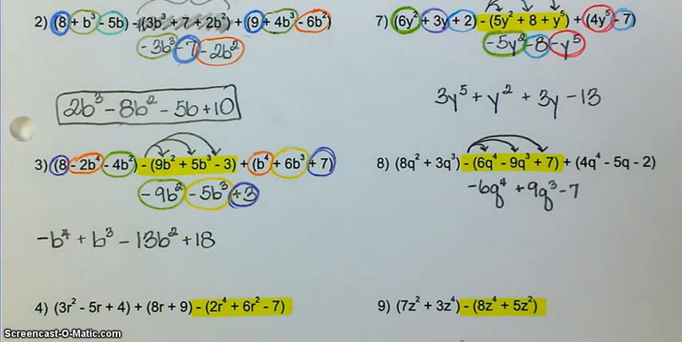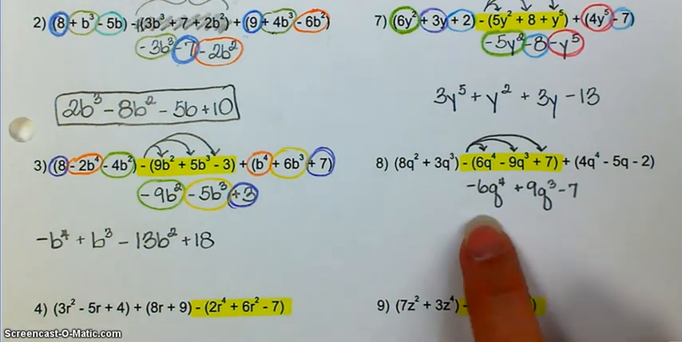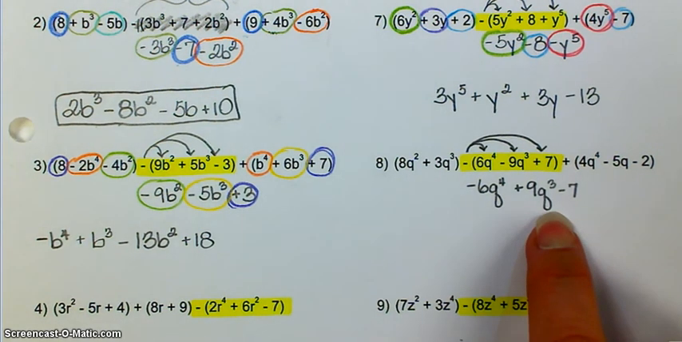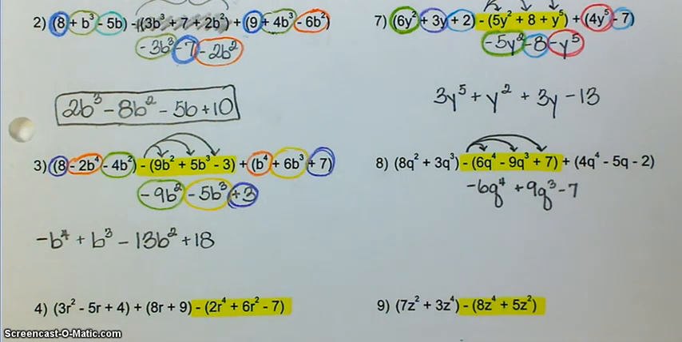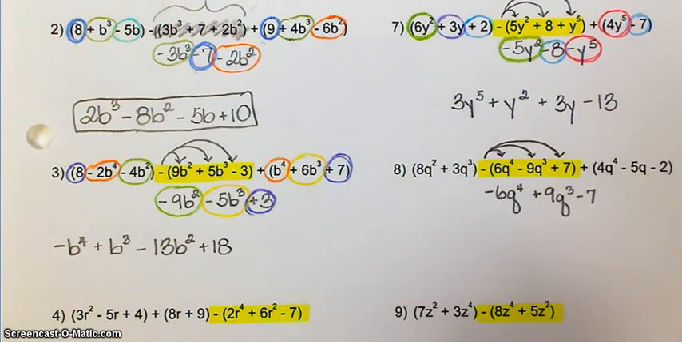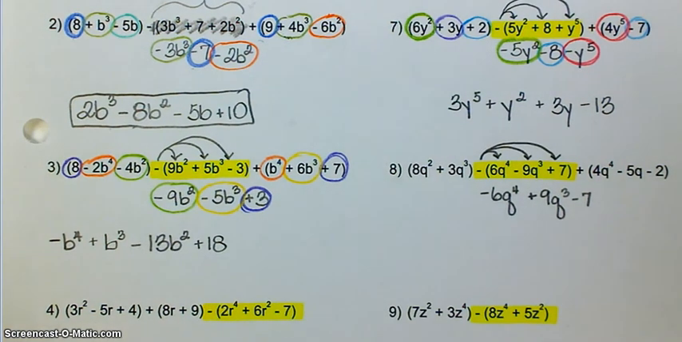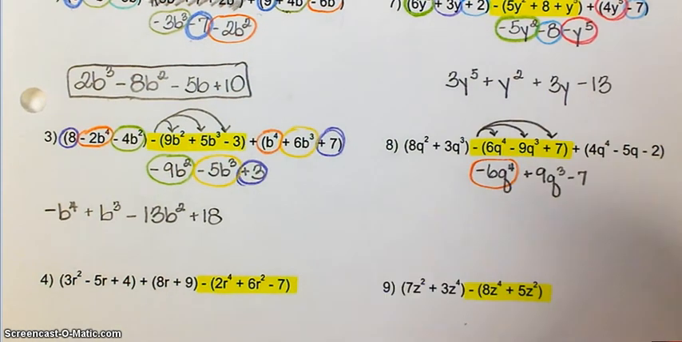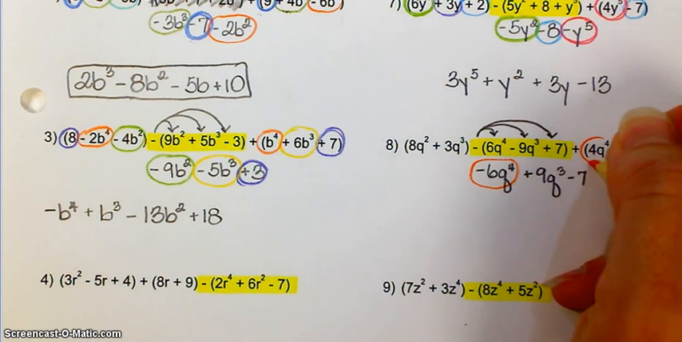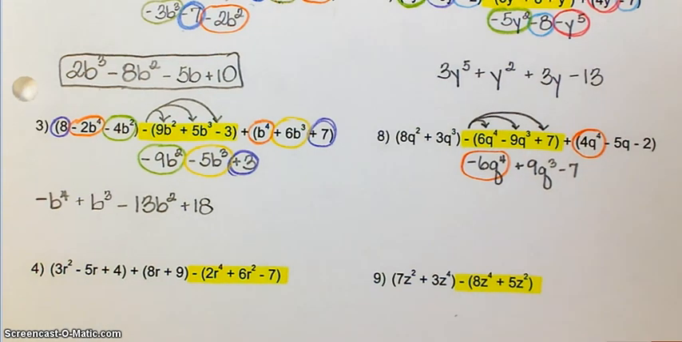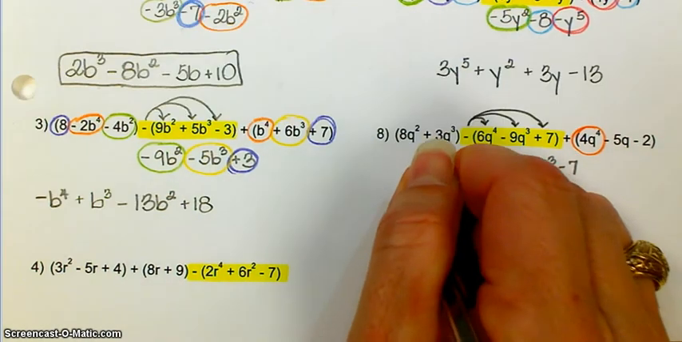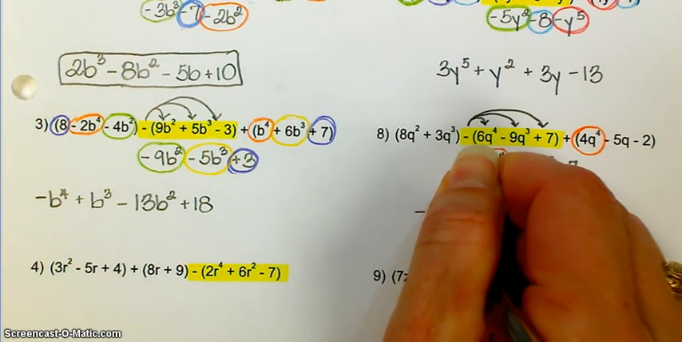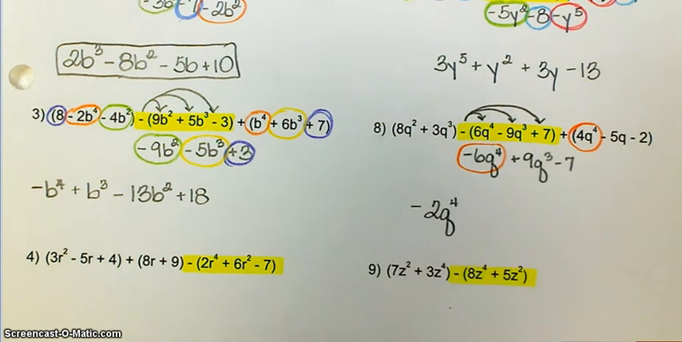All right, let's do 8. I went ahead and did the distributive property to change the sign of all of the terms in the middle polynomial. Do I have any to the 5th power? I don't think so. Any to the 4th power? Yes, I have a negative 6q to the 4th here. I have a positive 4q to the 4th here. Combine them, what does that give you? Negative 2q to the 4th, okay?